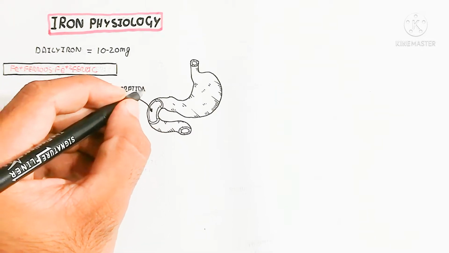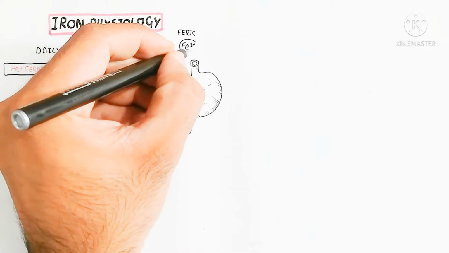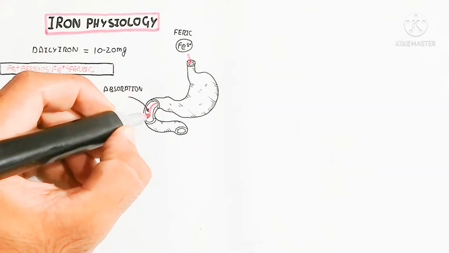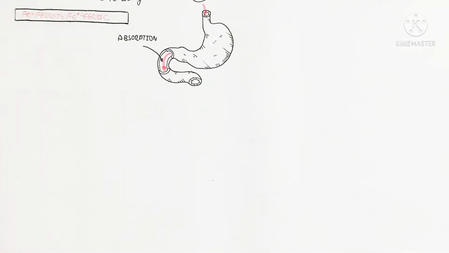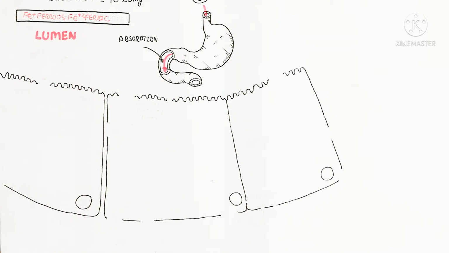When we take food, for example vegetables or other protein sources, it may contain iron, with the quantity depending on the quality of the food. When we eat it, the ferric goes into the duodenum first, and the target for absorption of iron is the duodenum and the small intestine: duodenum, ileum and jejunum. So here I am taking the duodenum.